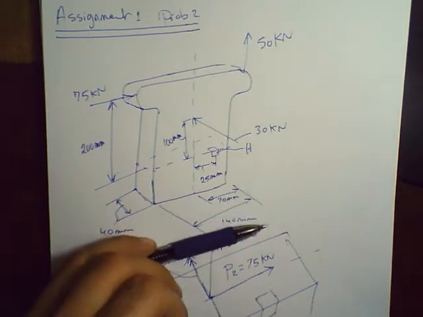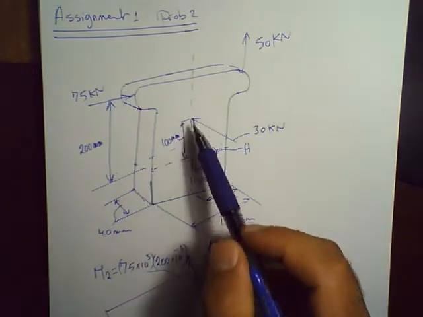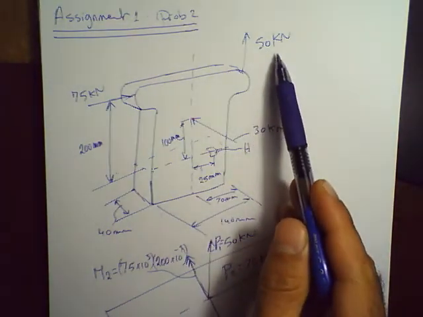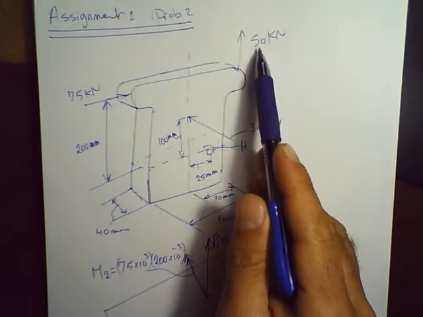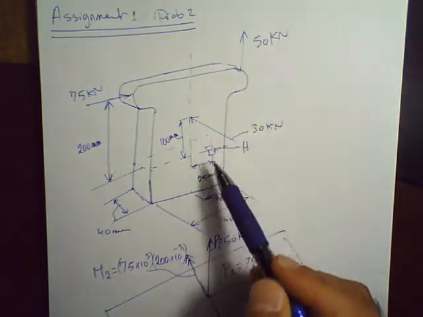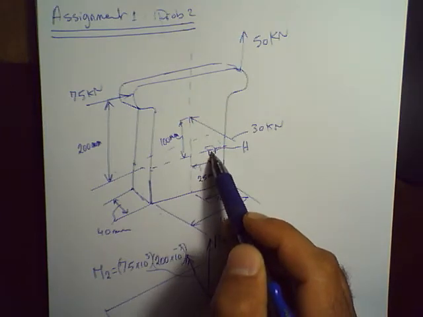Alright guys, here is the second problem in this assignment 1. Basically we have this part. It is subject to 3 forces: 30 kilonewton, 50 kilonewton and 75 kilonewton, and this is the geometry of the part. So we know basically that force 50 kilonewton. So what we're going to do basically, we need to find the stresses on this element H.